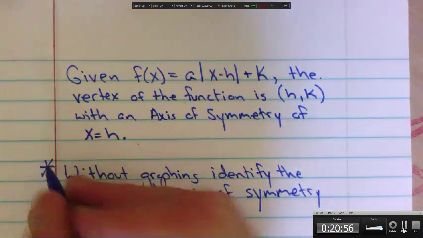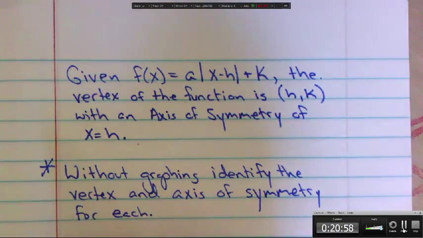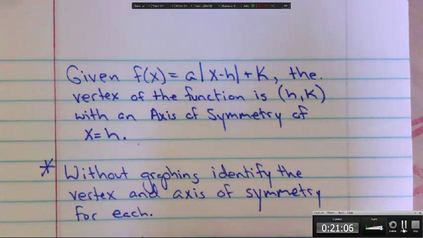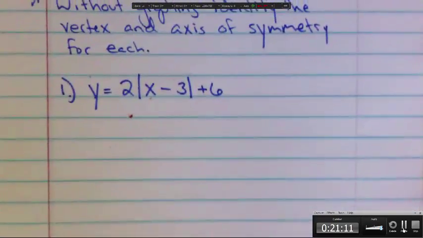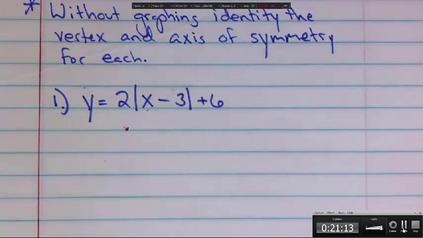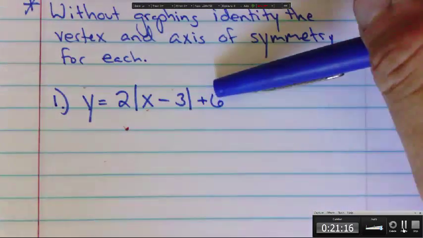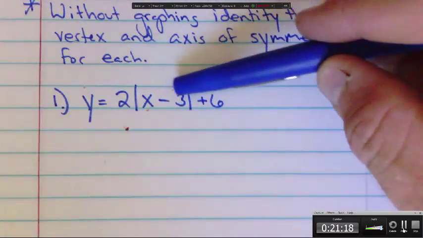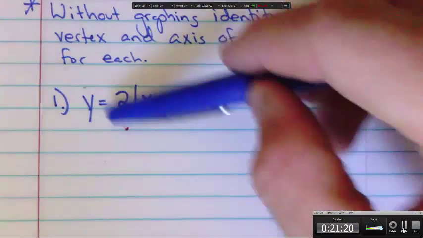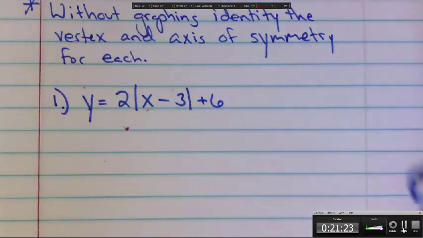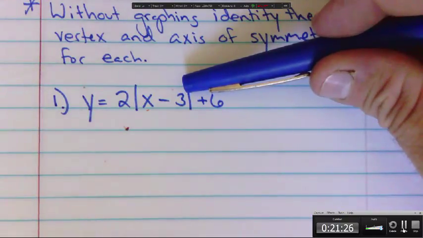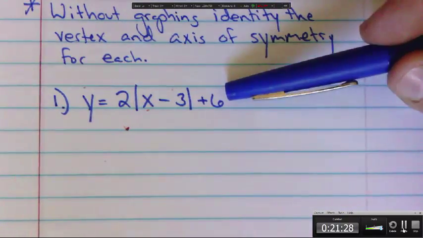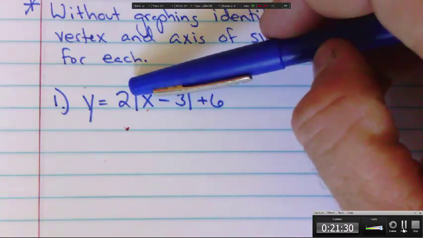All right, so this is the last part of the notes. Let's say we do number 1. Let's say we have y is equal to 2 absolute value of x minus 3 plus 6. This is an absolute value function. It's of the form a absolute value of x minus h plus k. There's transformations going on. We could graph this. We're going to move it to the right 3. We're going to move it up 6. And we're going to stretch it by a factor of 2.